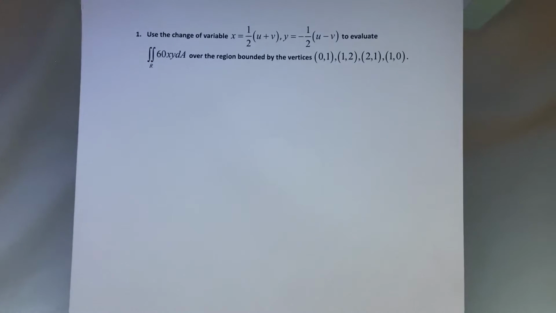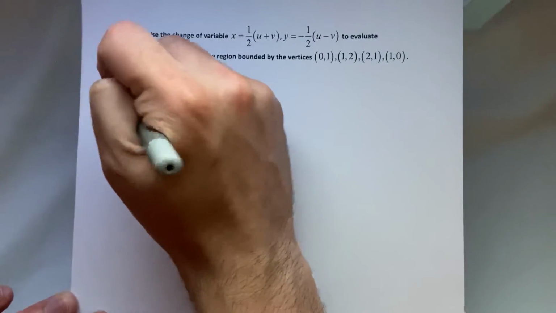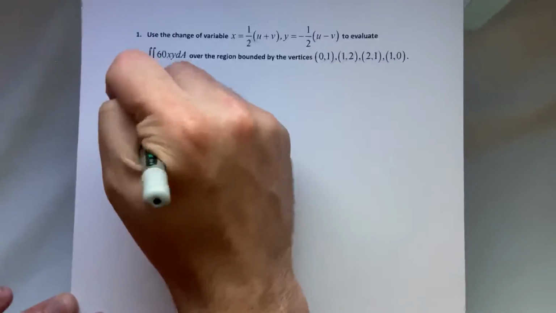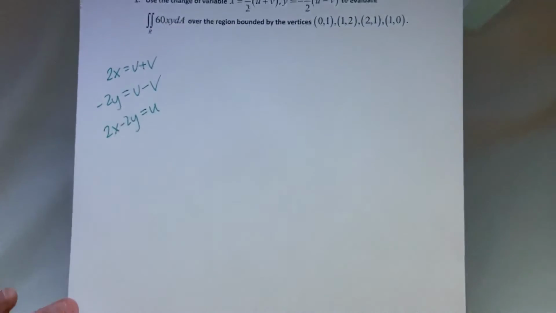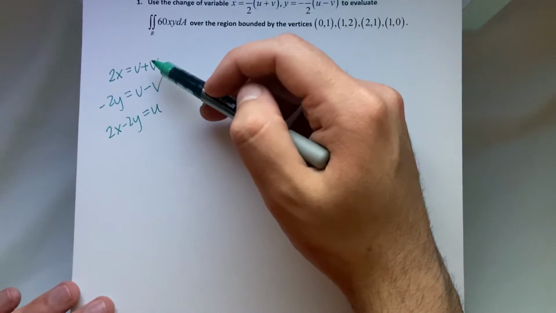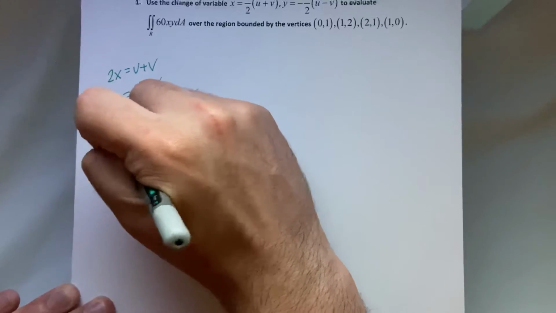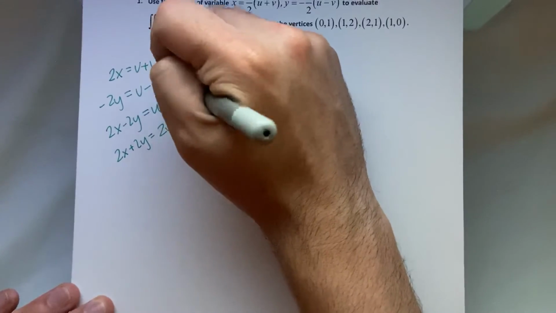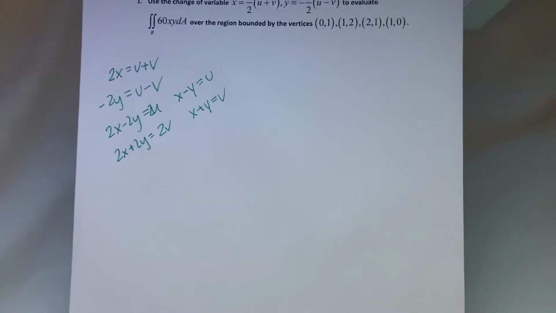Okay, so what does this mean for us? One thing to note, if x is 1/2 (u plus v), that means 2x is u plus v. That means negative 2y is u minus v. If I subtract these two, 2x minus 2y equals 2u. Furthermore, if I add them, 2x plus 2y is 2v. So x minus y equals u, and x plus y equals v. How's that helpful?